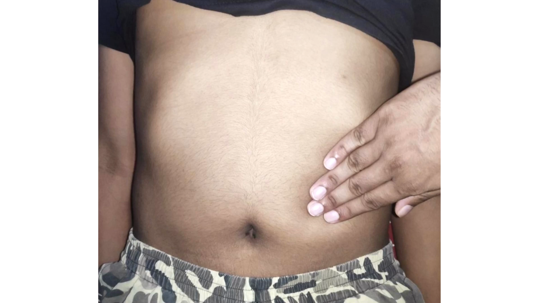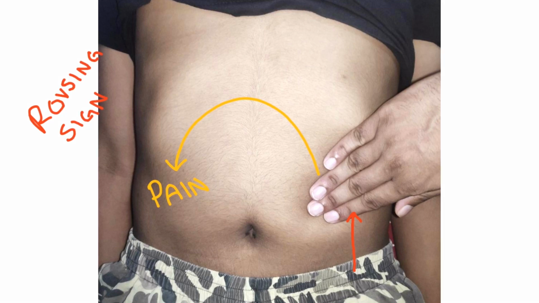Let's discuss another popular sign that can aid in diagnosing acute appendicitis. Palpating the left lower quadrant is a useful technique. When pain is elicited in the right lower quadrant upon palpation, this is a positive Rovsing sign. Although these signs are not highly sensitive, they are helpful in directing us to the diagnosis.